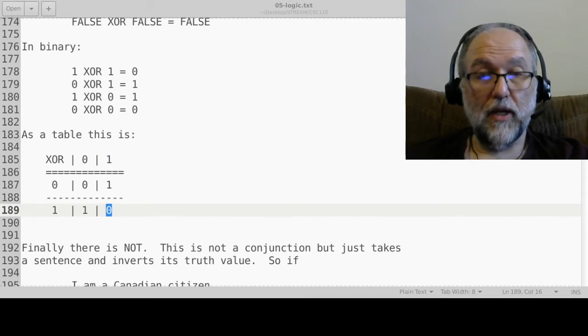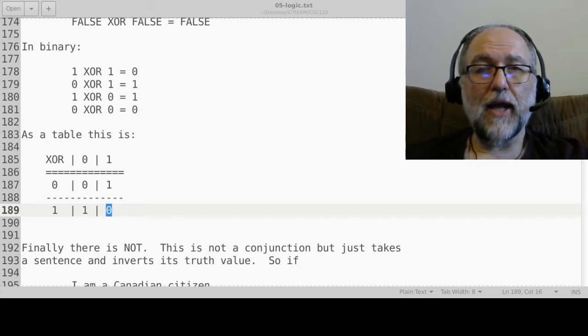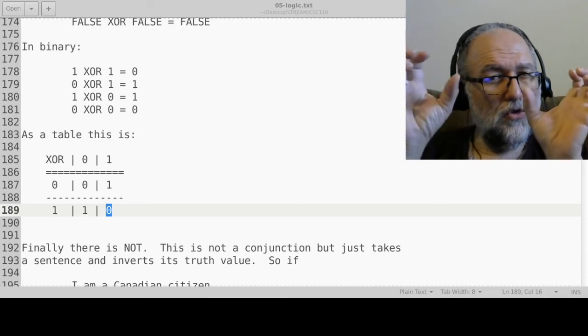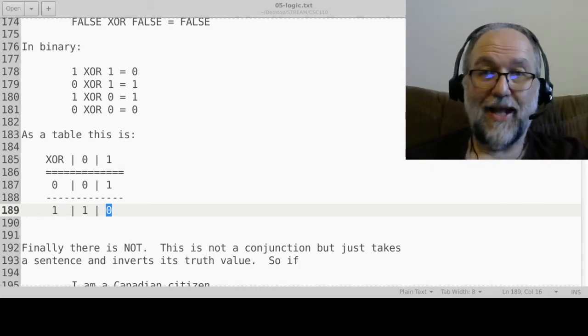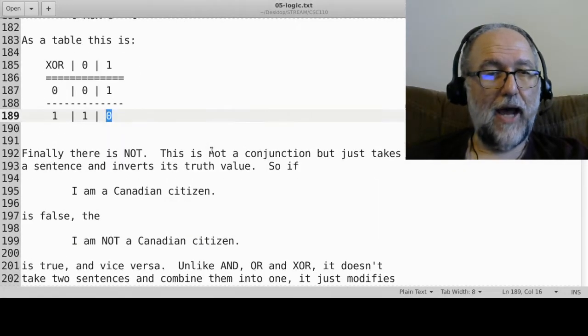So we've looked at 3 logical conjunctions so far: and, or, and exclusive OR. And there was a 4th logical operator, but it's not a binary operator. It doesn't take 2 numbers and join them together. It just takes 1 number and inverts it, okay? And that's not. All right, so how does not work?